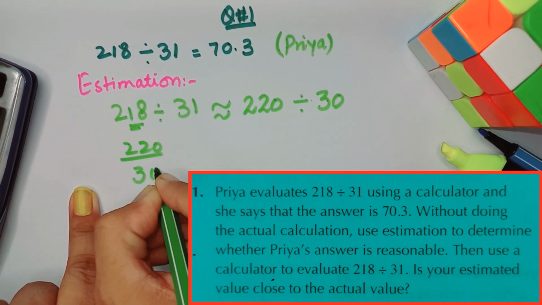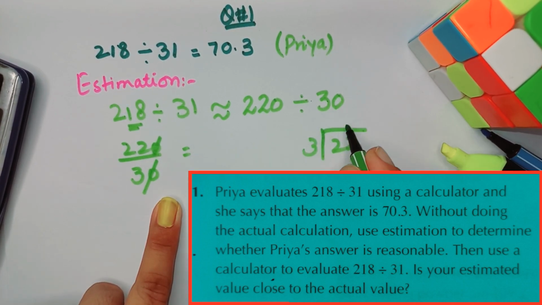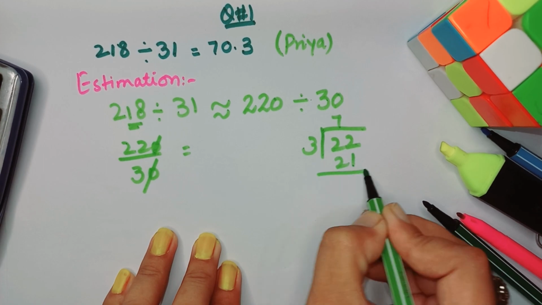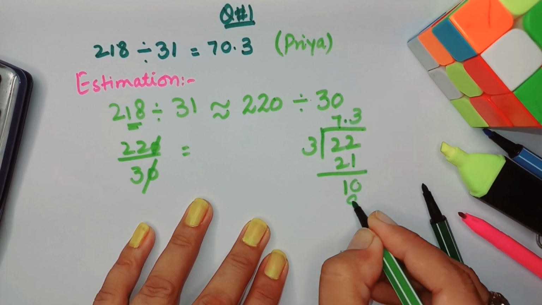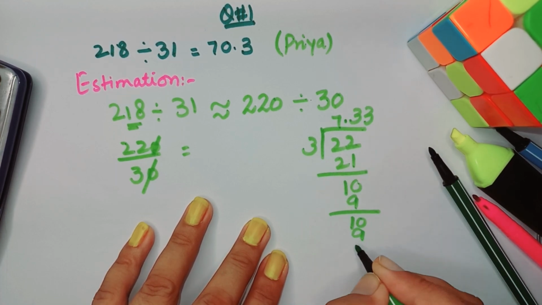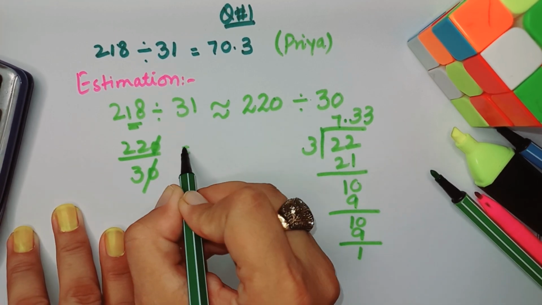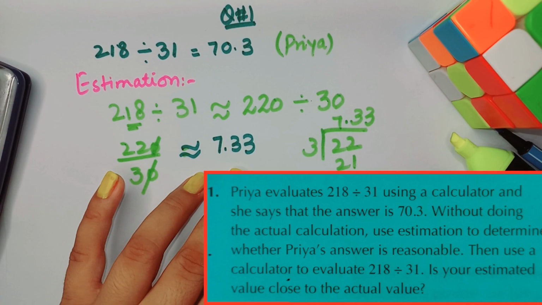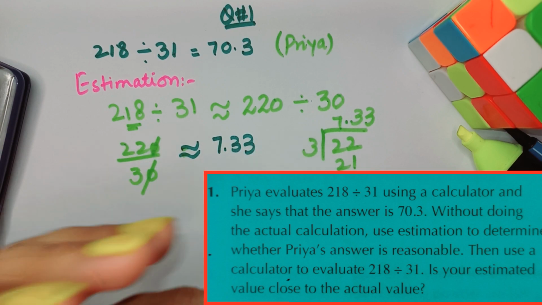220 divided by 30. Now we can divide it. 3 sevens are 21, then we have 1, and we can do it again. So we can write it like 7.33, approximately equal to 7.33. So we have done it with the estimation.